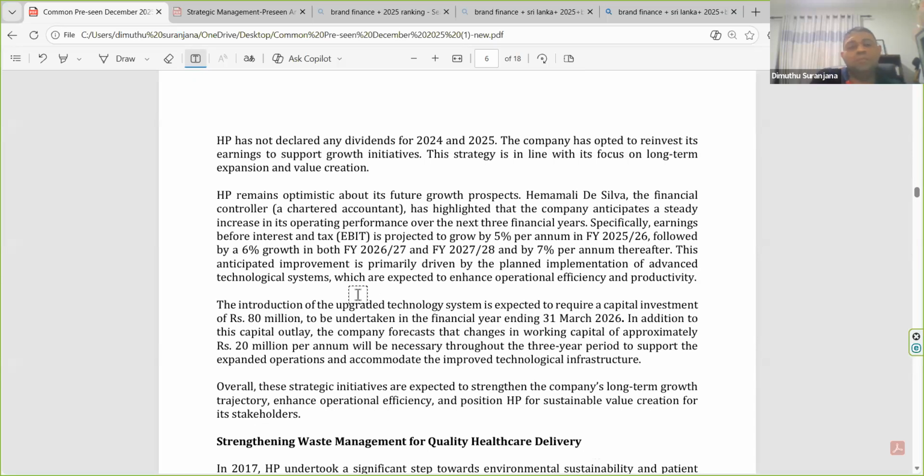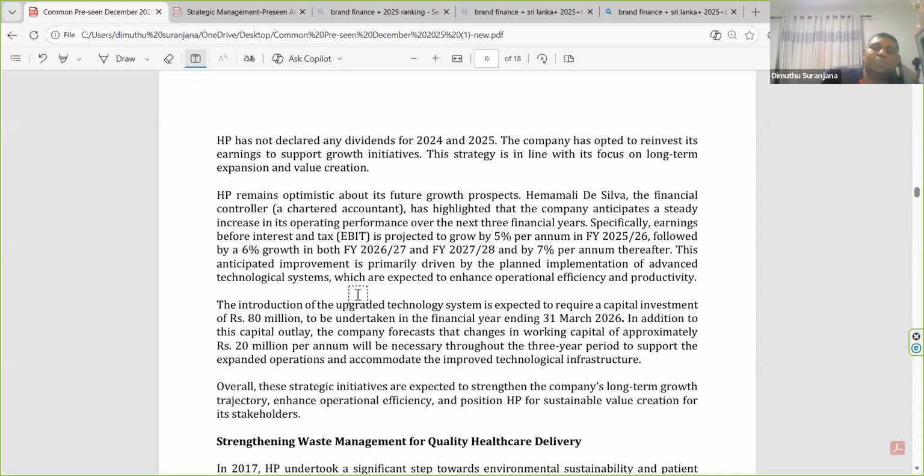The company remains optimistic about its future growth prospects. Newman De Silva, the financial controller, a chartered accountant, has highlighted that the company anticipates a steady increase in its operating profit over the next 3 financial years, with earnings before interest and taxes projected to grow by 5% per annum in financial years 2025 and 26, followed by 6% growth in both financial years 2026-27 and 27-28, and by 7% per annum thereafter. The prediction is really good.